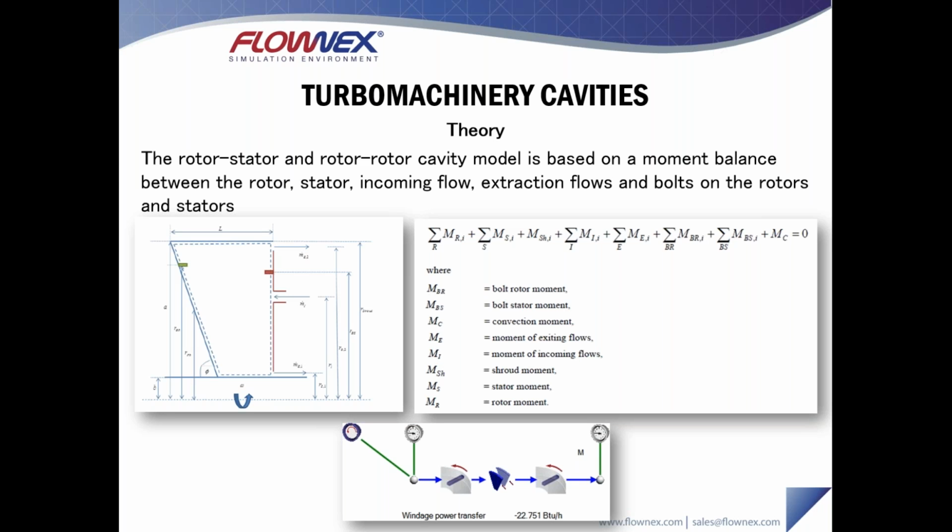If we look at turbomachinery cavities, we use these components in Flownex to model rotor-stator or rotor-rotor cavities. So any cavity where you have a rotating surface that is transferring power to the fluid, and essentially pumping the fluid along or increasing its pressure as you move radially outwards. How the Flownex model really works is it's just doing a moment balance between the rotor and stator, incoming flow, and extraction flows, and we can even account for bolts on the rotor and stator surfaces as well. And we essentially do an energy balance, and we can calculate what the windage power transfer is to the fluid for that component.